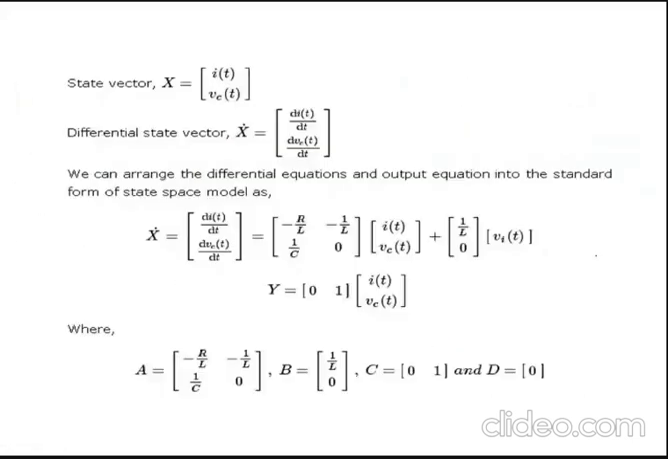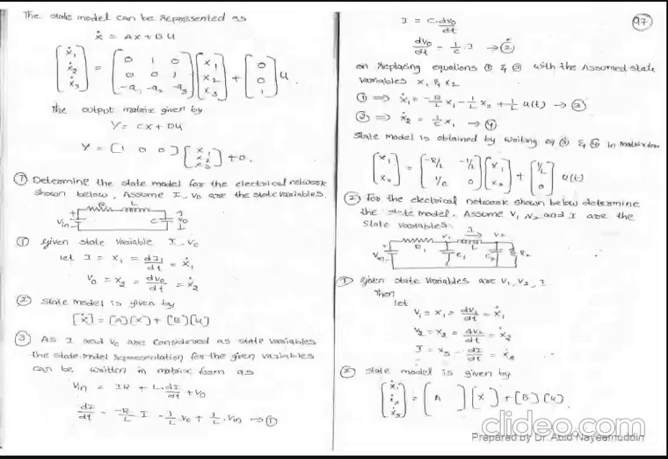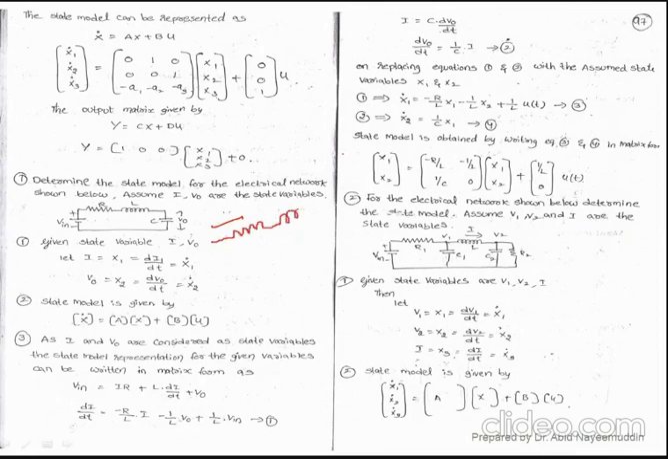We solved one problem here in the previous class. This problem I solved in the previous class: a simple RLC circuit, R, L and C circuit. If you observe this RLC circuit, it has different variables, V in and then V naught, and the state variables assumed in the given problem were V in and V naught.